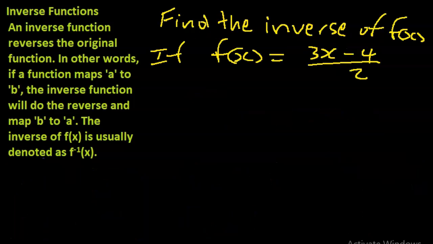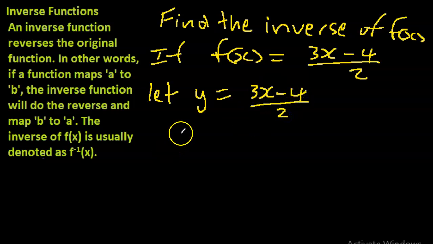Let's use another method to find the inverse of f of x, and we'll be using this method going forward. Right? So f of x equals, same example we just looked at, 3x minus 4 over 2. So steps, we can let y be equal to whatever the function is. In this case, it's 3x minus 4 over 2. And then interchange x and y.